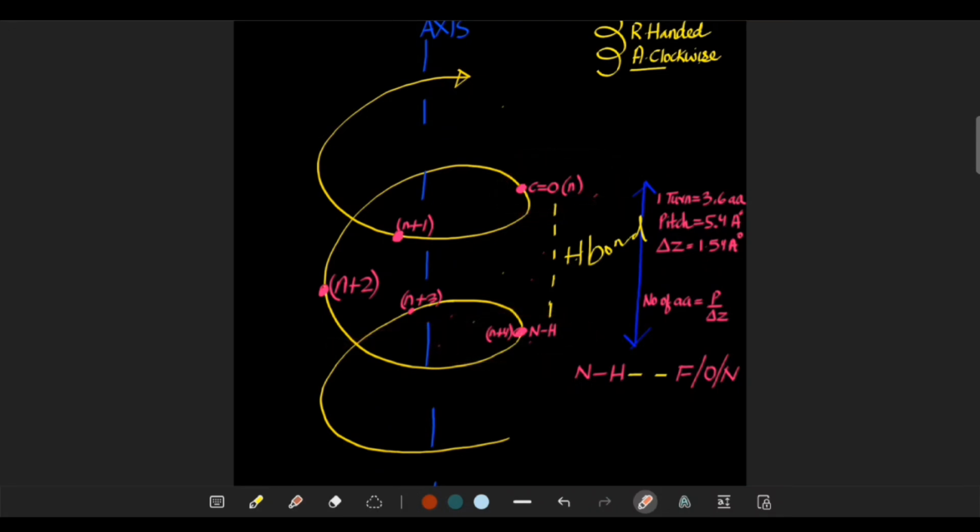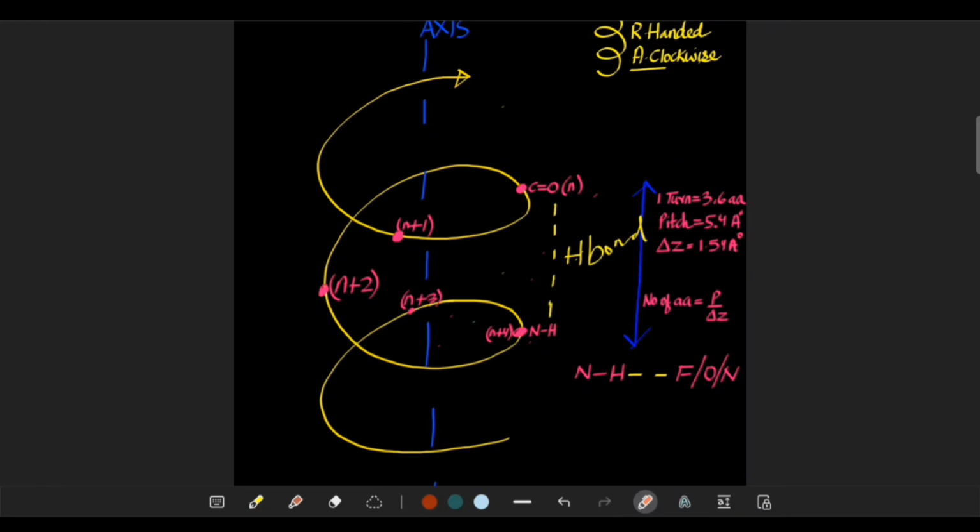Now in this particular alpha helix, this is actually one turn, right? One turn, that means this is one pitch. And in one turn there are almost 3.6 amino acids present. So as you know, this is one groove and then another groove, and over here we have around 3.6 amino acids taking part, right? And then the pitch, which is the height of this structure, is 5.4 angstrom.